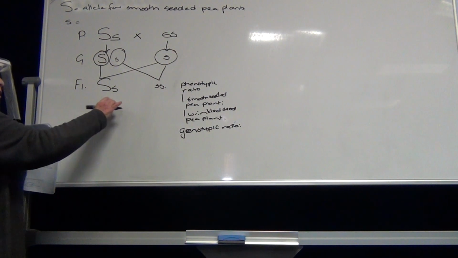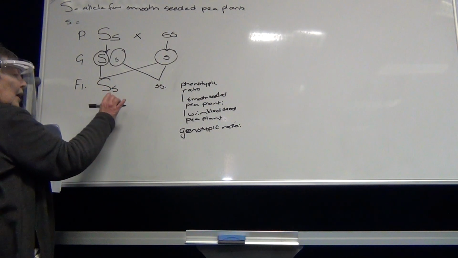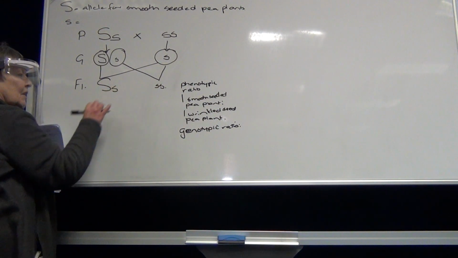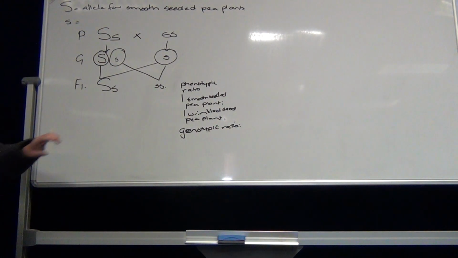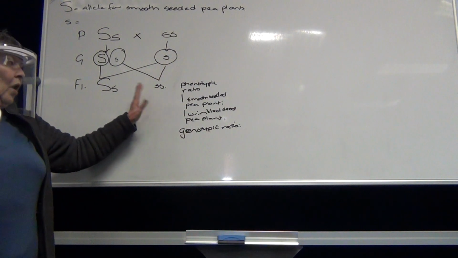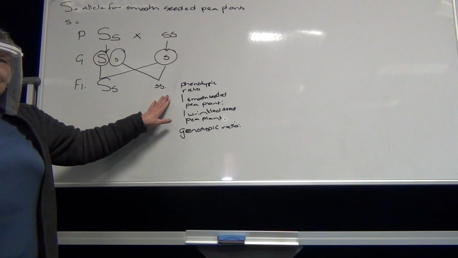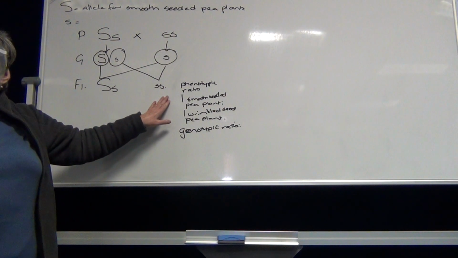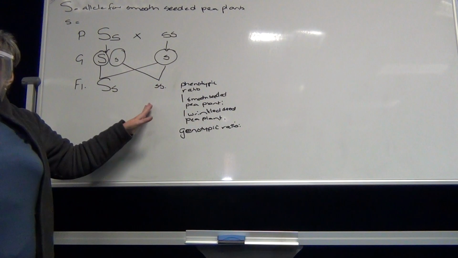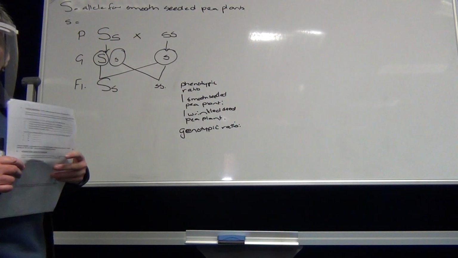Okay, genotype. Is this heterozygous or homozygous? And it is smooth seeded. So you're going to say 1 heterozygous smooth seeded pea plant to 1 homozygous wrinkled seeded pea plant. Do you get that it's a 1-to-1 and there are only 2 options? And for genotypic, you've got to say whether it's heterozygous or homozygous.